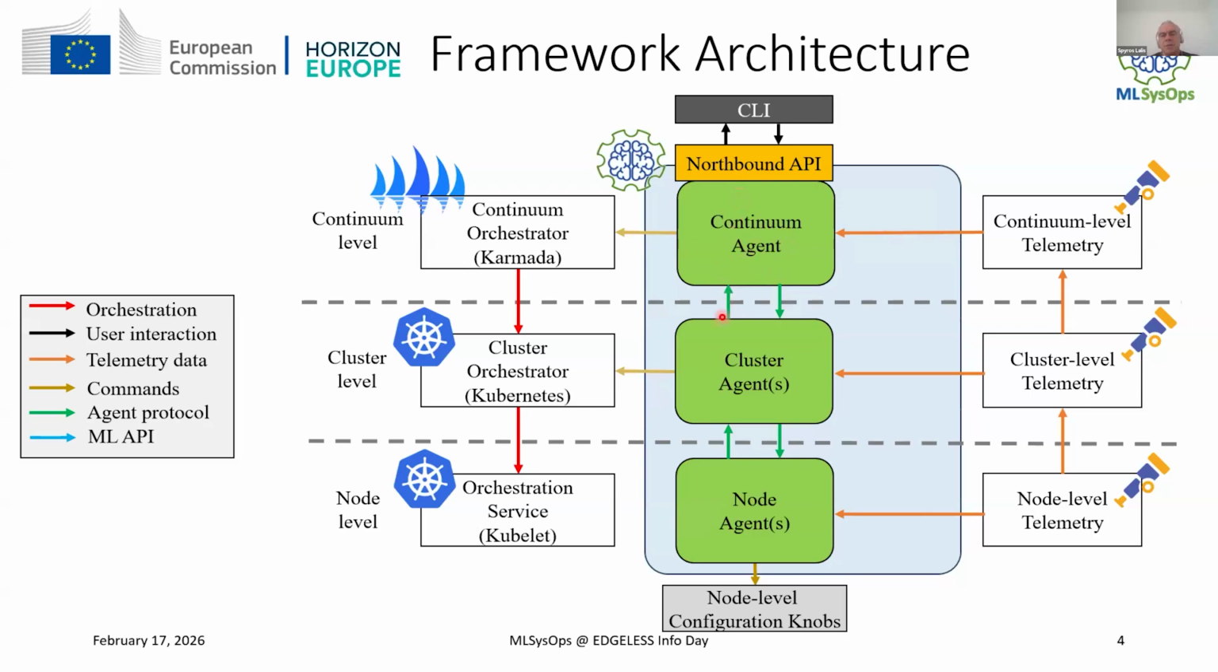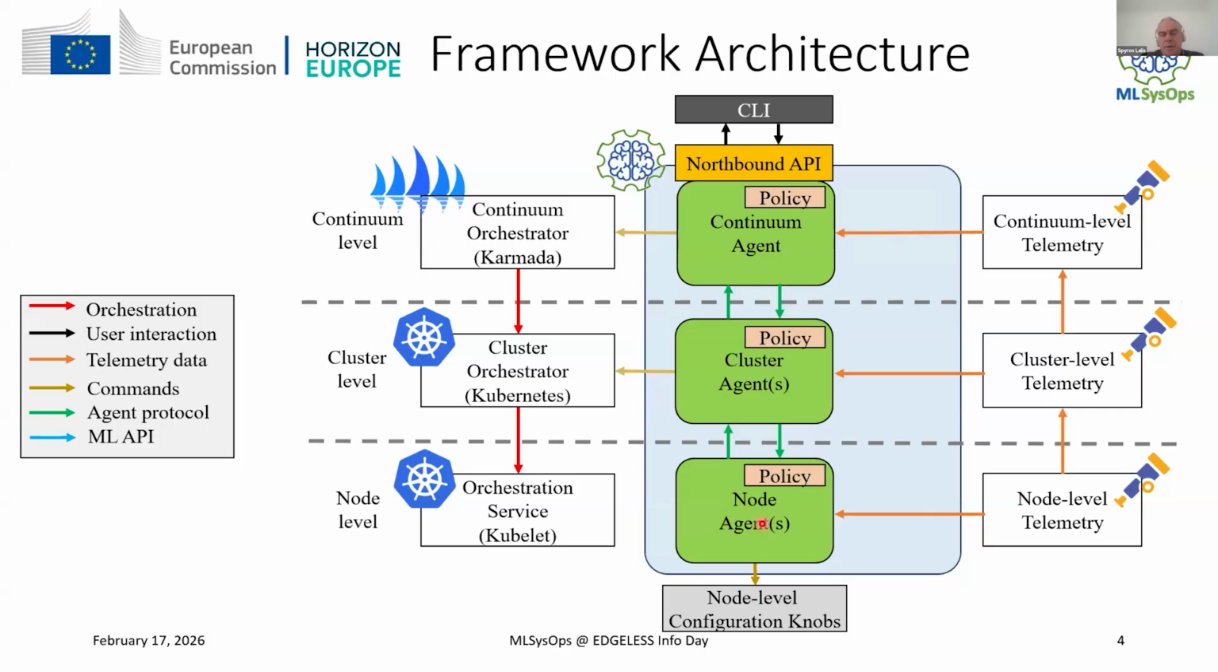So the continuum agent interacts with the cluster agents. The cluster agents in turn interact with the node agents, and the node agents can also twist some node level configuration knobs or mechanisms. When the application is running, we get telemetry. This is fed back into the agents per level, so that the agents can monitor the system state and can take decisions regarding deployment or even adaptation.